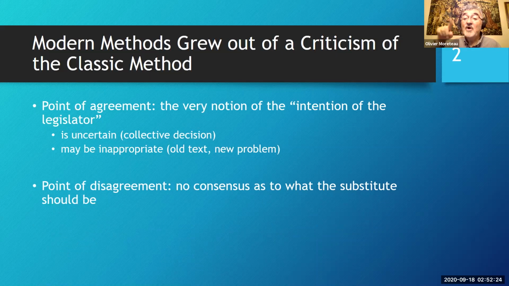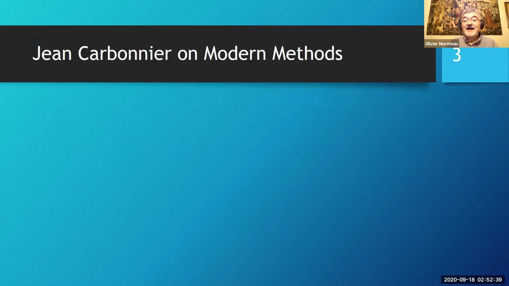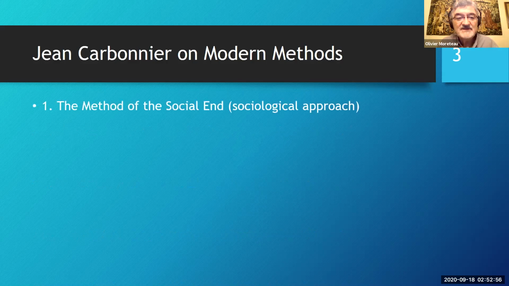There is, however, a point of disagreement in this criticism: there is no consensus as to what substitute you should adopt to the exegetical school of thought. So let us see what these modern methods are. And I'm here working from a classic in civil law literature, the Précis by Jean Carbonnier, a very, very famous French scholar, who is explaining the modern methods. And you have read actually the excerpt in my course supplement.